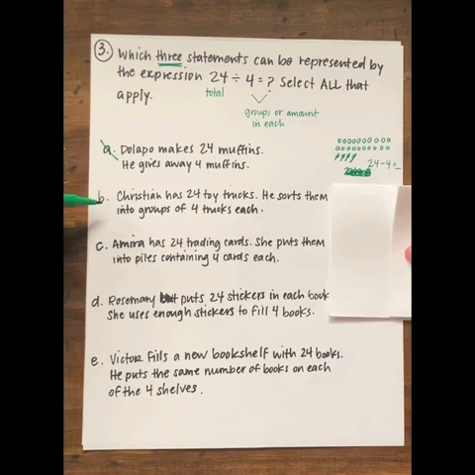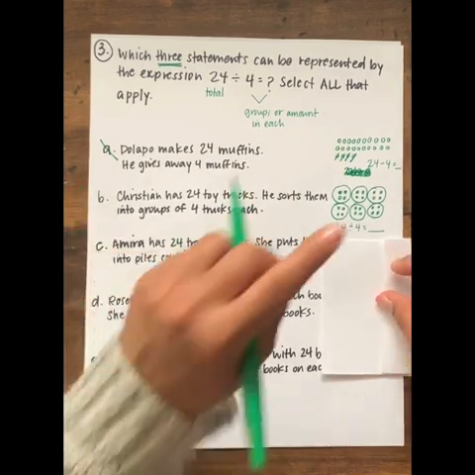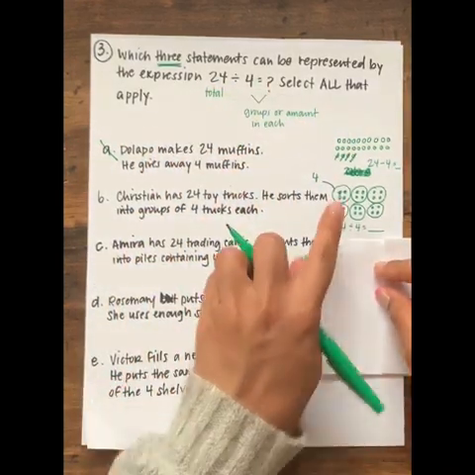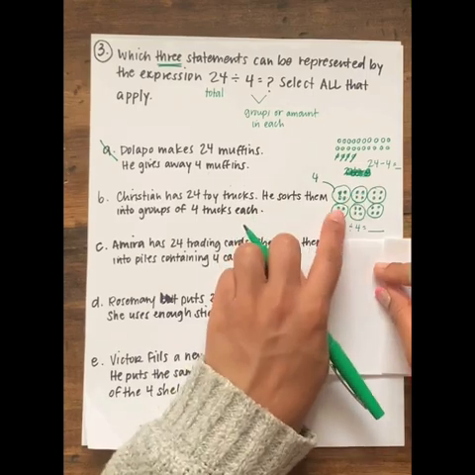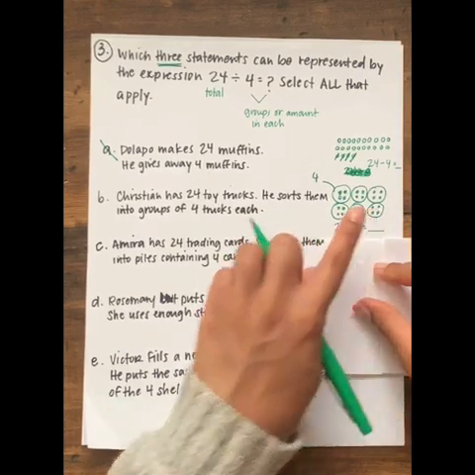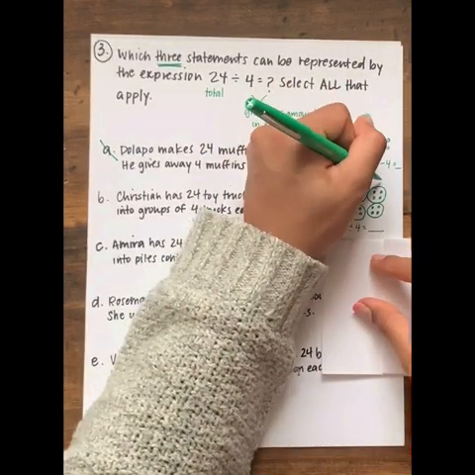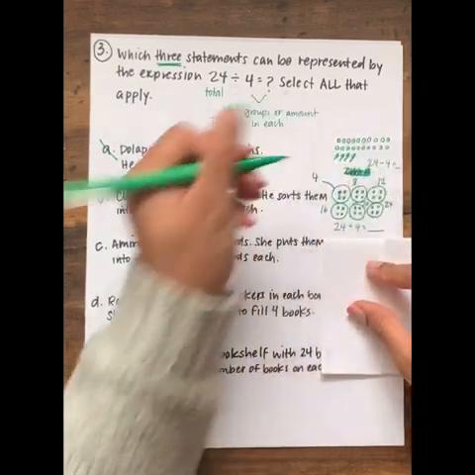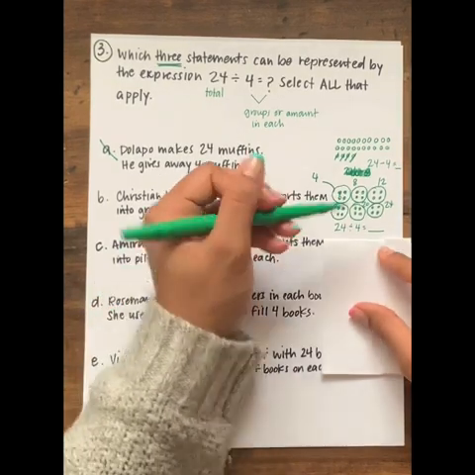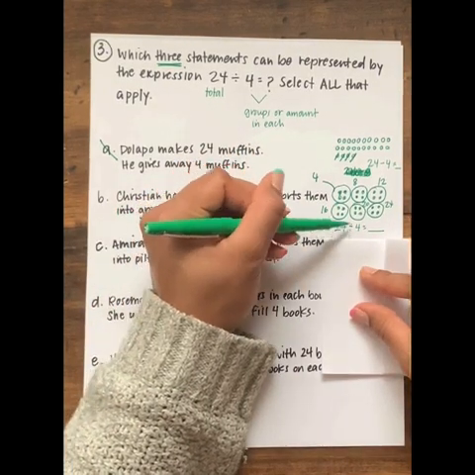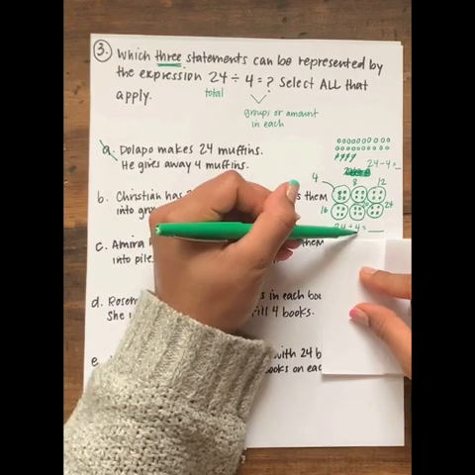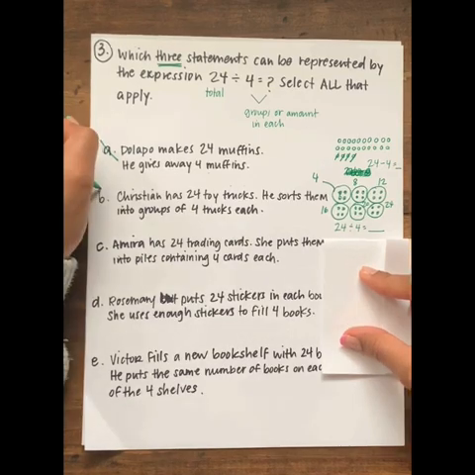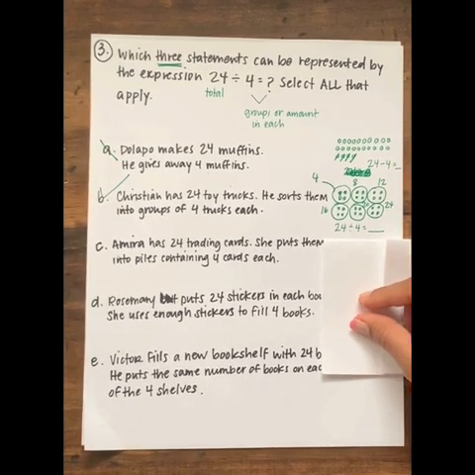I heard you say that you tried representing by drawing 4 trucks in a group and then drawing groups of 4 until you got to our total of 24. 4, 8, 12, 16, 20, 24. Nice work. This situation does represent a total of 24 divided into groups of 4. So this situation matches our expression.